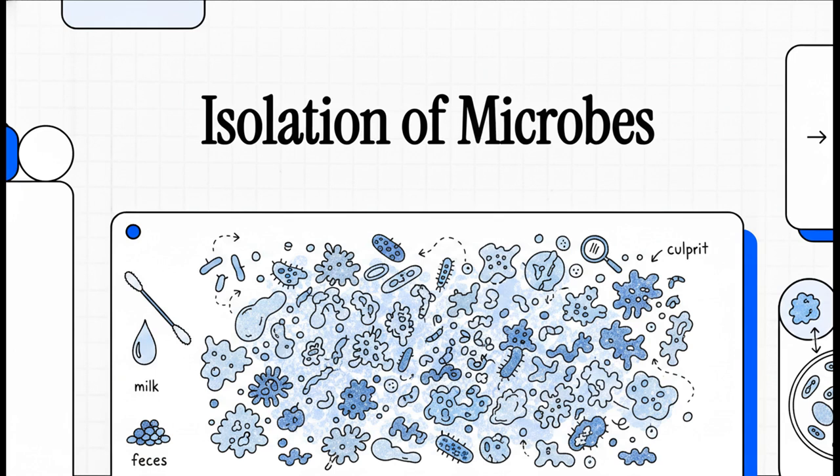Because down at the cellular level, it is absolutely packed with different microorganisms, all just living right on top of one another. And to figure out exactly what's causing a problem, we really need to investigate this scene. We have to separate the innocent bystanders from the actual culprit. So today, we're diving into the fascinating process of how we do exactly that, the isolation of microorganisms from clinical specimens.